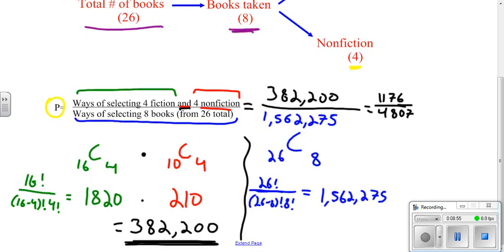If we wanted to get that into a decimal format, we could round that to 0.2446, or if we wanted a percent, we'd say it's 24.46%. So almost 25% of the time, if you select 8 books out of 26, with 16 being fiction and 10 being nonfiction, almost 25% of the time you'll get 4 of each. Pretty cool.